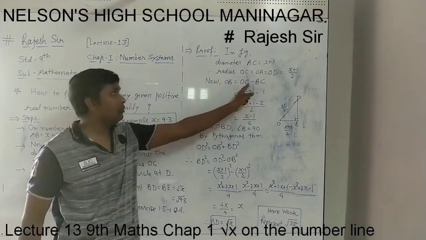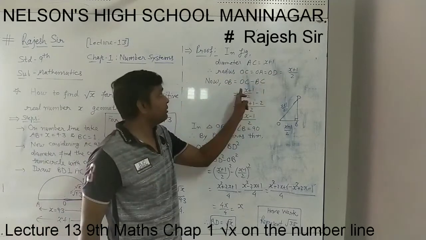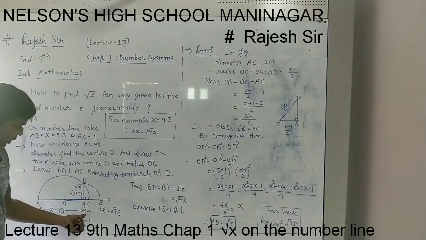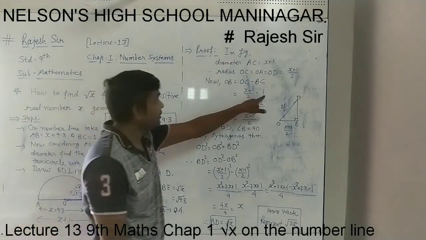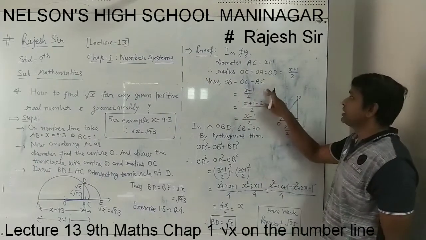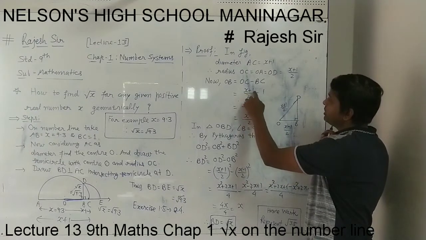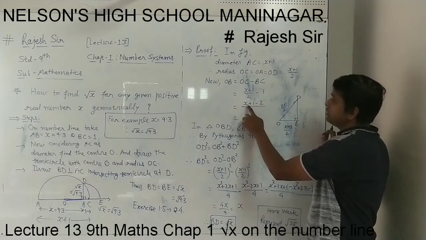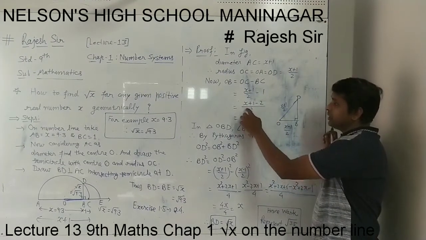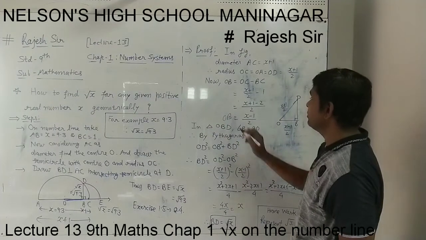Now what is OC? OC is the radius that we have seen here, (x plus 1) by 2, minus BC. As we have taken BC as 1, it is 1 only. So OC is (x plus 1) by 2 minus 1. Take the LCM, which will be 2: x plus 1 as it is, 2 ones are 2. Then x plus 1 minus 2, that is x minus 1, by 2. This is the length of OB we have now.